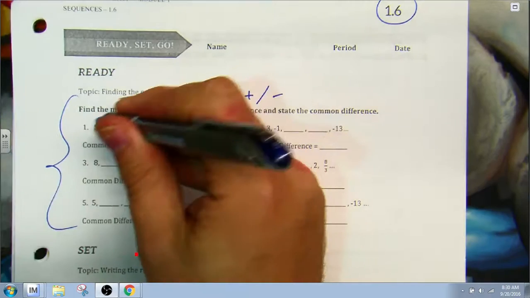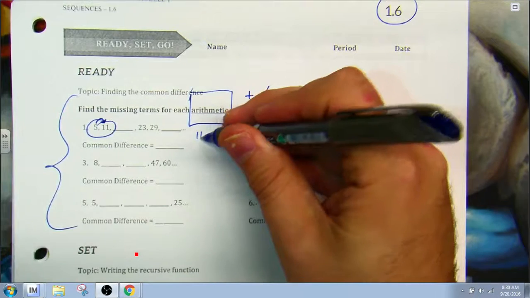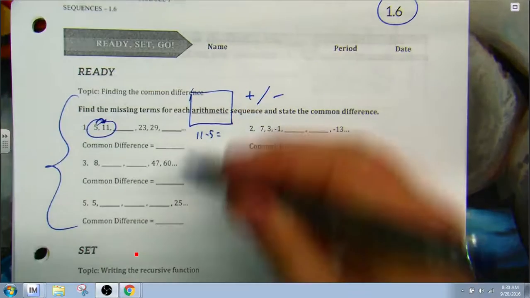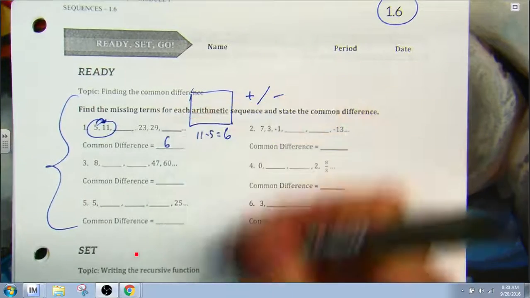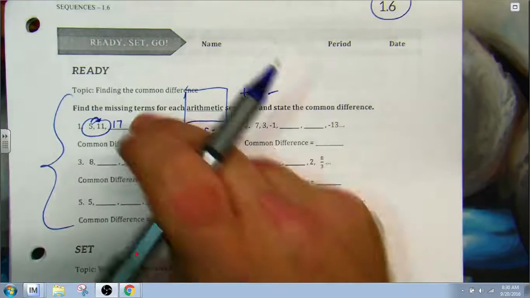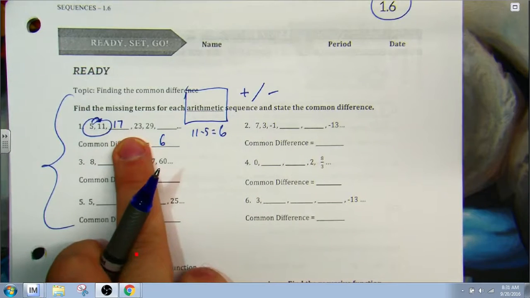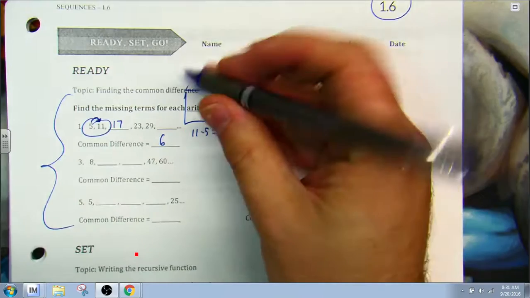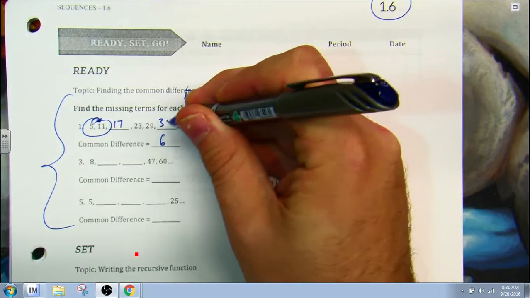To find the difference between these two terms, all I have to do is 11 minus 5, and I will see that the difference is 6. My common difference is 6, and so I know that 11 plus 6 is 17, plus 6 is 23, plus 6 is 29, and then plus another 6 is 35, and I'm done.